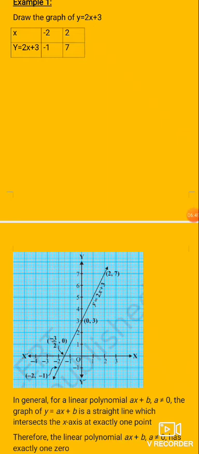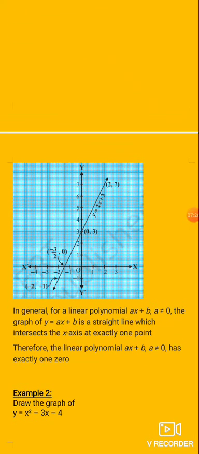Okay, using a scale we can draw the straight line. Now the graph of the linear polynomial is what? It is a straight line, which we have studied in the 9th class also. Now in general, for a linear polynomial ax plus b, where a is not equal to 0, the graph of y is equal to ax plus b is a straight line which intersects the x-axis at exactly one point. Therefore, the linear polynomial ax plus b, where a is not equal to 0, has exactly 1 zero. Exactly how many zeros? 1 zero.